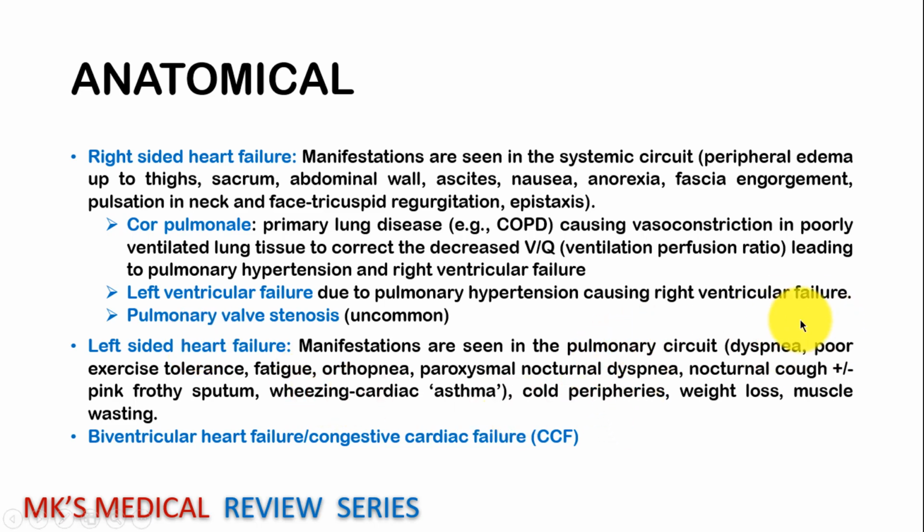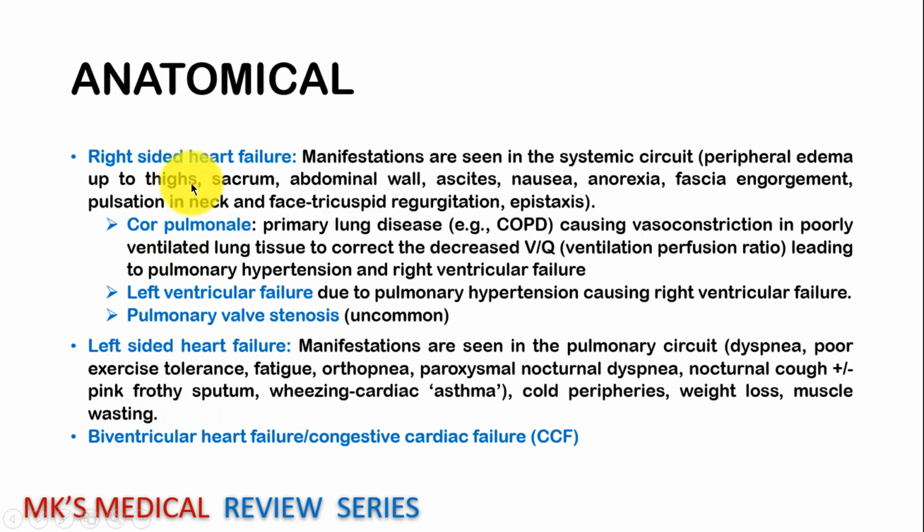So there's going to be dyspnea, there's going to be poor exercise tolerance, there's going to be fatigue, orthopnea, paroxysmal nocturnal dyspnea, nocturnal cough, which may or may not have a pink frothy sputum. They may be wheezing, which is often referred to as cardiac asthma. It doesn't mean that someone has asthma, but it's because of the congestion that's happening in the lungs that this person will present to you with asthma-like symptoms. Then you may also have cold peripheries, weight loss, and muscle wasting.